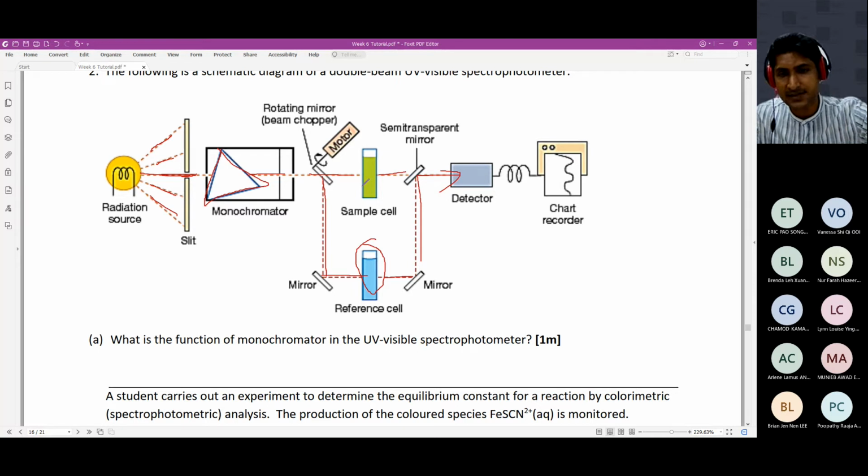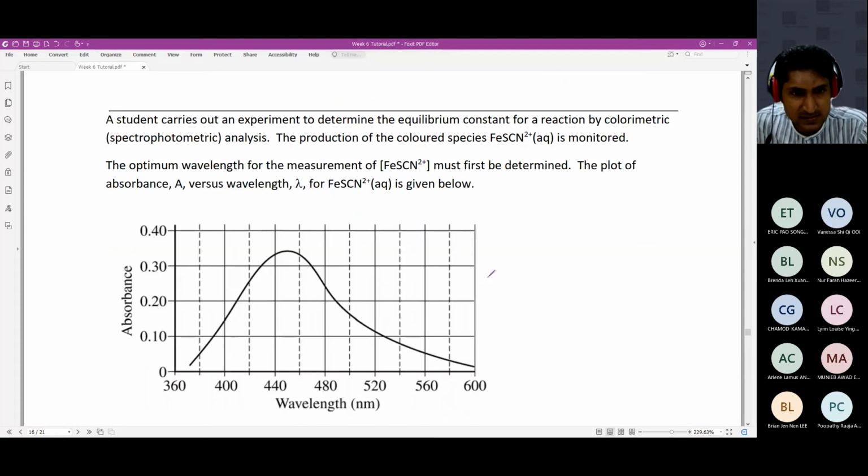Yesterday we saw that we put the reference in first to set the 0, 0 absorbance. But for some of the instruments we have in our lab, we keep the reference cell in all the time and just change the sample. So all the time the instrument is detecting the light coming out from the sample based on the reference cell. This is the good thing.